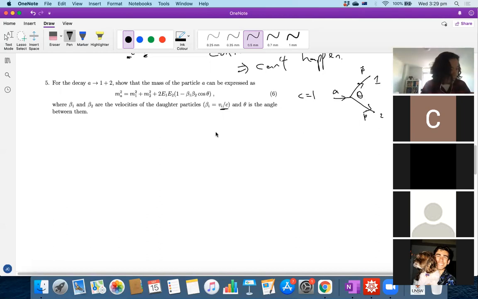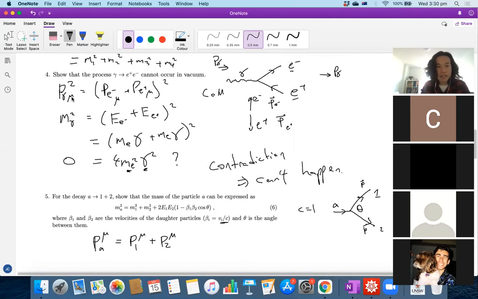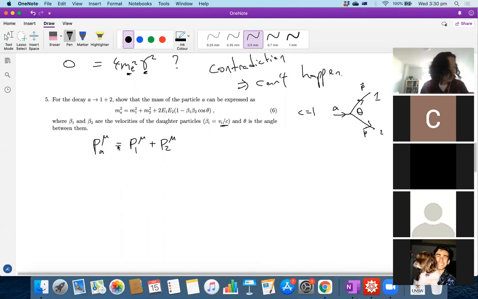In this case, we again start with four-momentum conservation. So P_A^μ is equal to P_1^μ plus P_2^μ. I realize I've been mixing these up: in one case I start with the lower index, in another case I start with the upper. Don't stress about it. It makes 0 difference in flat spacetime. In curved spacetime there's some distinction, but in the Minkowski metric, it doesn't really matter.